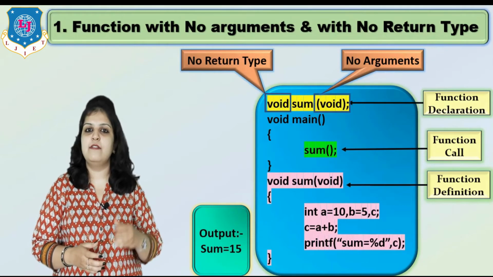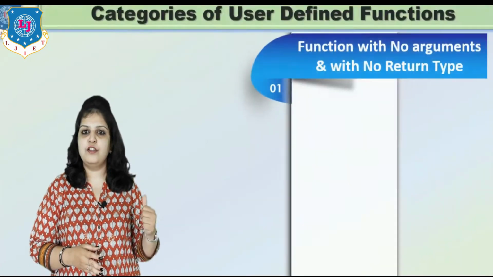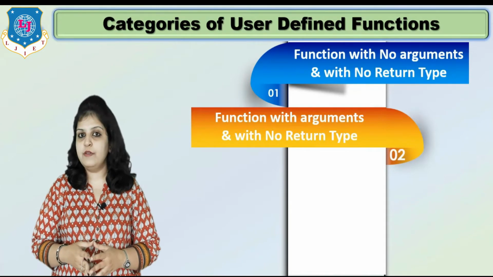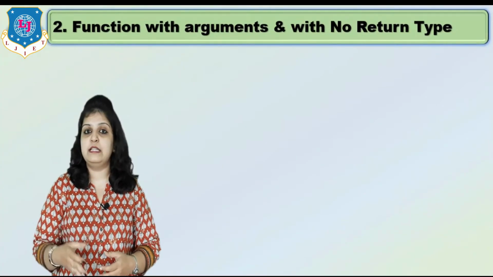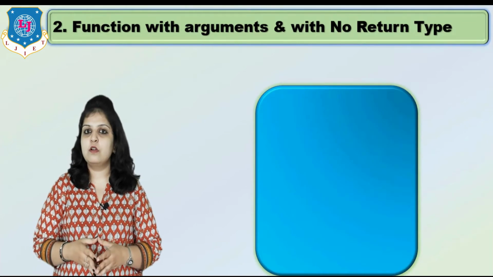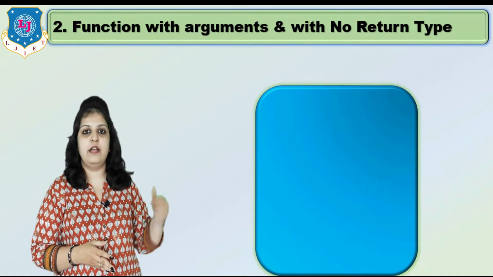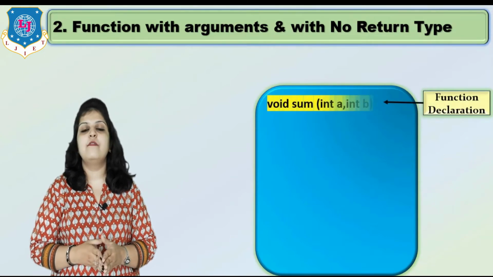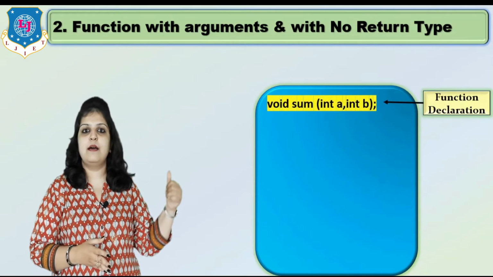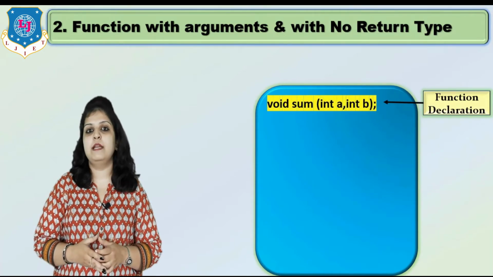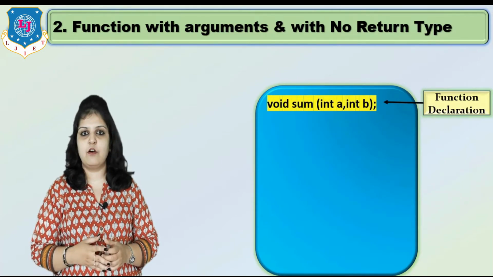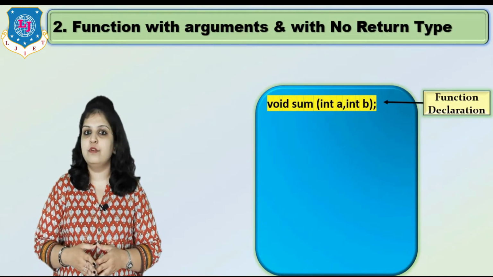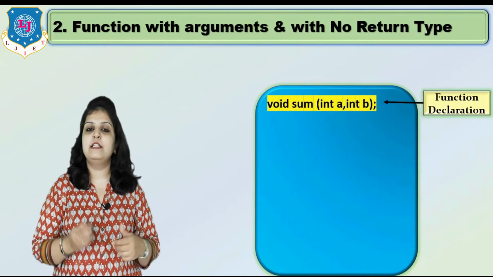Now let's see our second category, that is function with argument but no return type. So how we can write the same program using this second category? So compulsory you have to write void as a return type because here no return type. Then after, our function name is sum, that's why I am writing sum, and here in bracket I am passing two parameters, or we can say two arguments. Why? Because I want to do sum of two numbers, that's why I am passing two parameters.